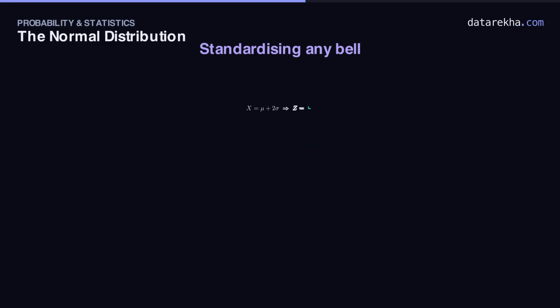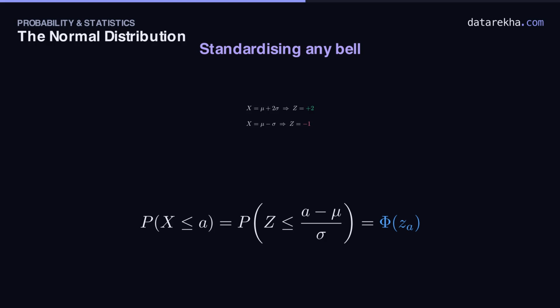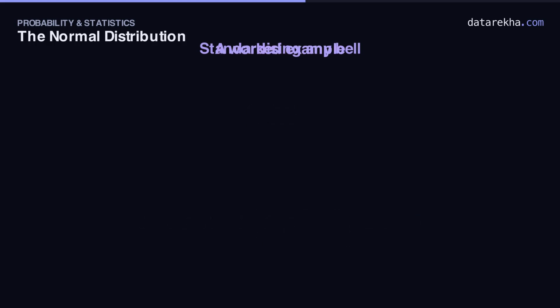Watch it in action. If x sits exactly 2 sigma above the mean, then z is 2. If x is 1 sigma below, z is minus 1. Positive means above the center, negative means below. So any probability about x becomes a probability about z. Standardize each boundary into a z-score, and then just read phi. That's the whole game. Let's make it concrete.